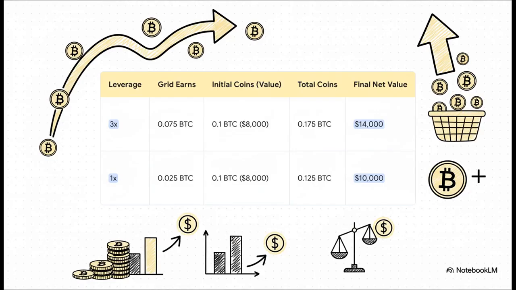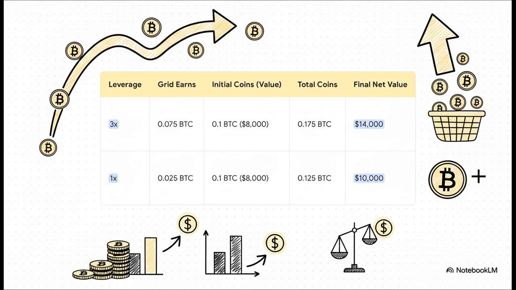Okay, this table is pretty fascinating. Check this out. Look at that top row first. With 3x leverage, so your trades are amplified, the grid earns you a pretty hefty 0.075 Bitcoin. Now think about that. Even though your initial 0.1 BTC is worth less in dollars, your total stack has grown so much that your net value is actually $14,000. Okay, now look at the bottom row. Even with the much safer 1x leverage, you still earn an extra 0.025 BTC, which, get this, perfectly preserves your initial investment's dollar value. So in both cases, you walk out of a market dip holding more Bitcoin than you started with.